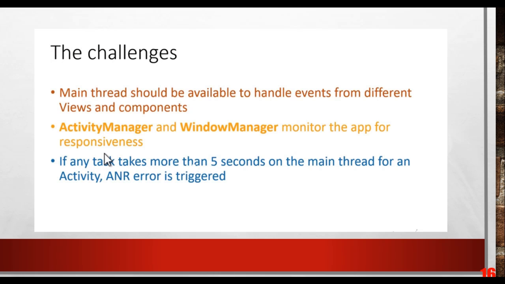The main thread should be available to handle events from different views and components, because it is the responsibility of the Activity Manager and Window Manager to monitor the app for its responsiveness. If it takes more than 5 seconds on the main thread for an activity, an ANR error is triggered, as I've shown you earlier. A dialog will be created and it tells that the Android application is not responding.